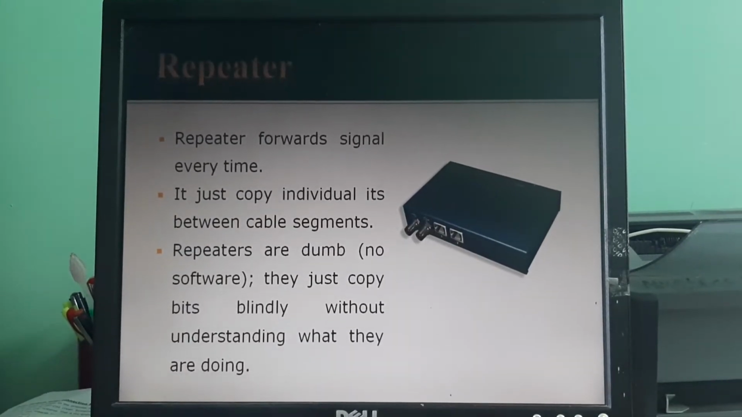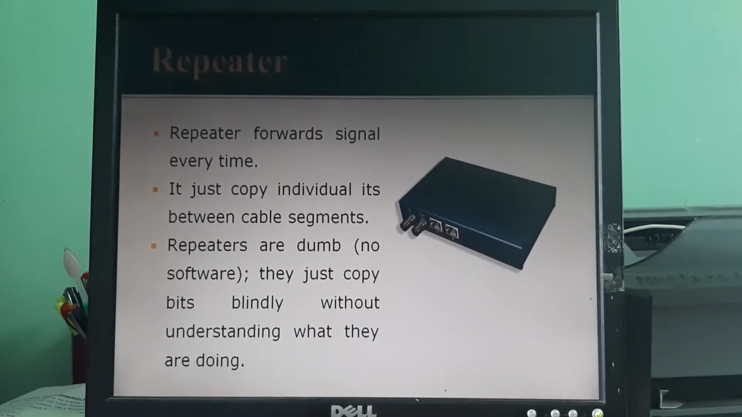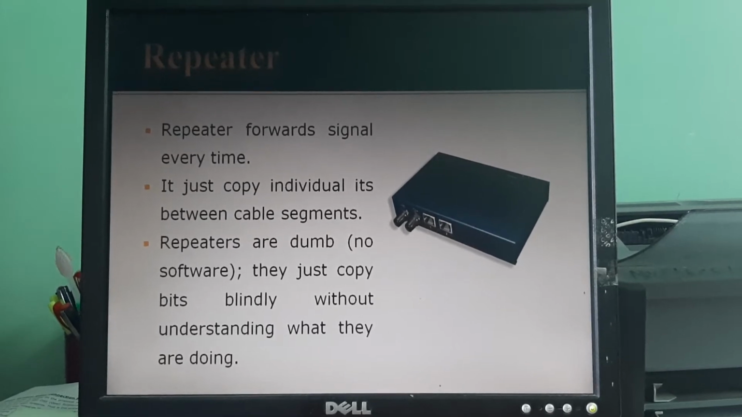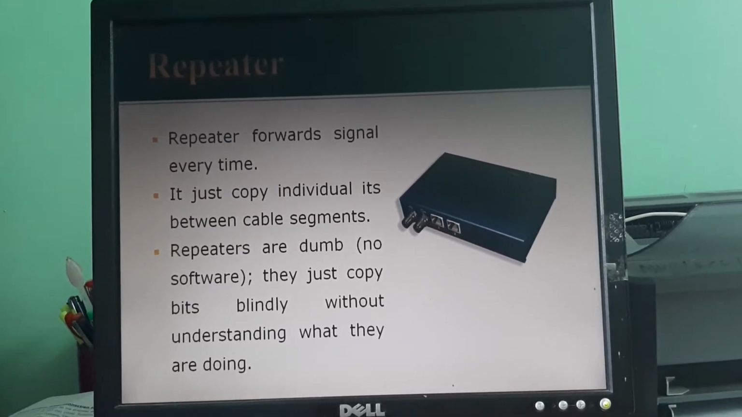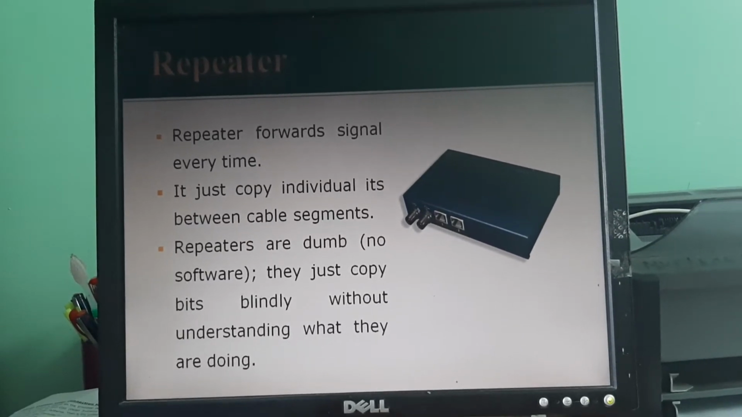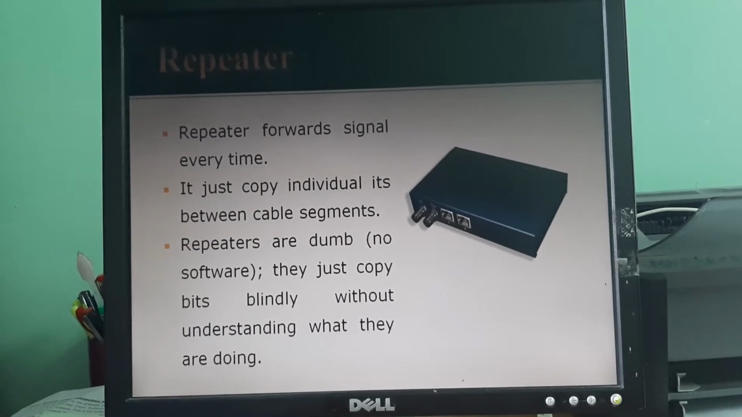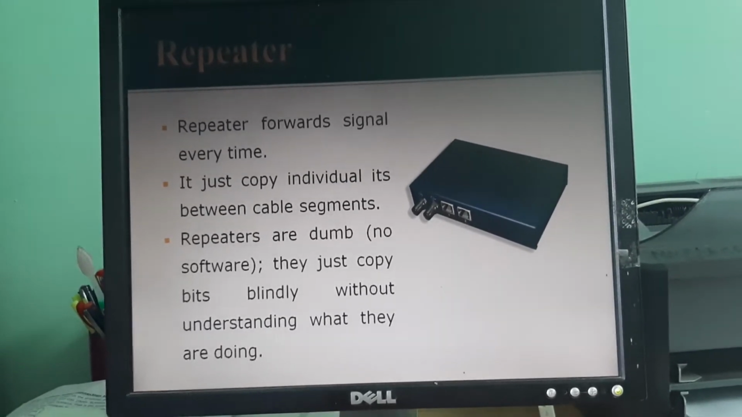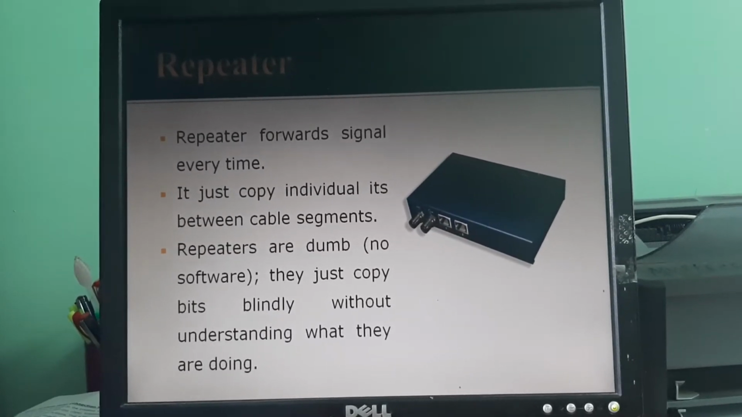Let us see how a repeater looks. It is dumb, meaning no software is used in these repeaters. What they do is just copy the bits blindly, and they don't understand what those bits are. They forward those bits to the destination, to the other devices. This is a repeater, the second one of your network devices.